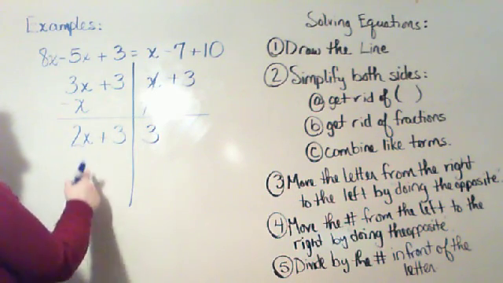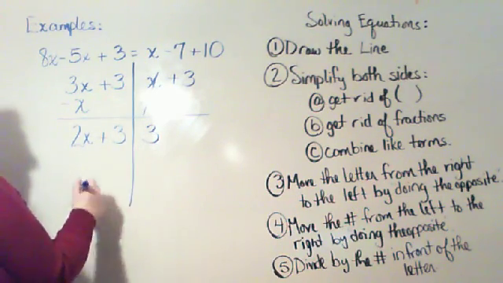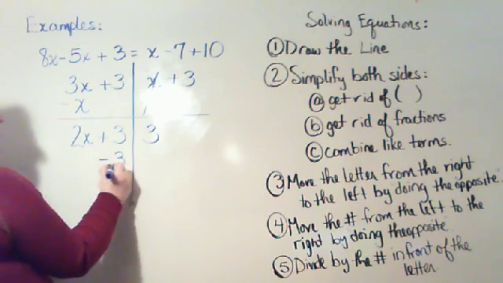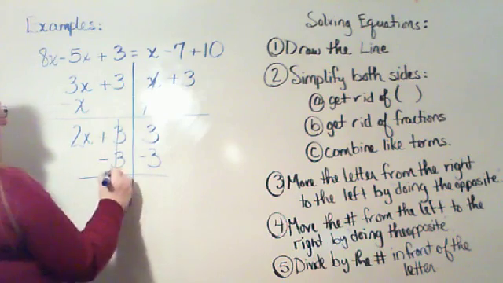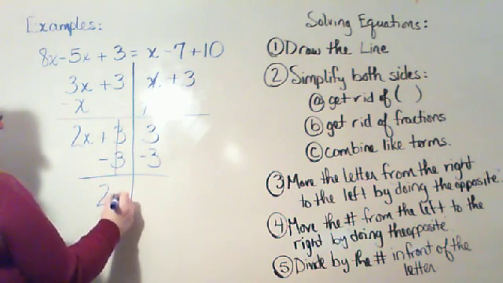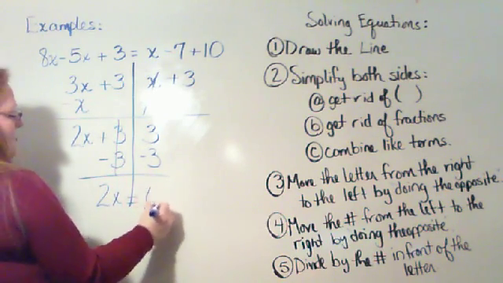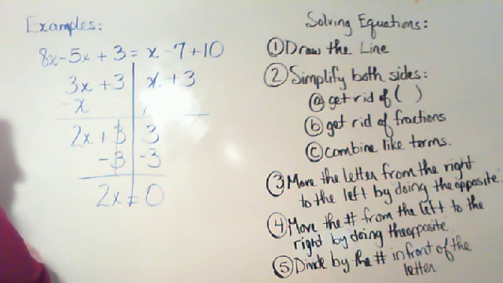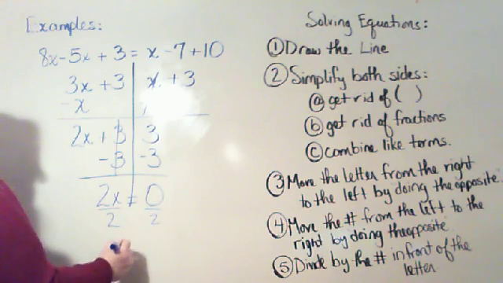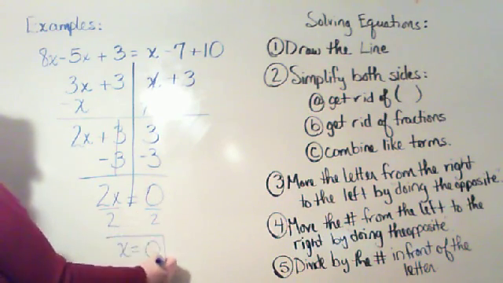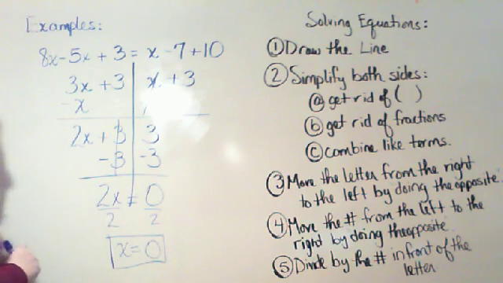And then I move the number from the left-hand side to the right-hand side by doing the opposite. So I subtract 3 from both sides. That gives me 2x is equal to 0. Now I divide by the number in front of the letter. 0 divided by 2 is 0. I hope you got it right.